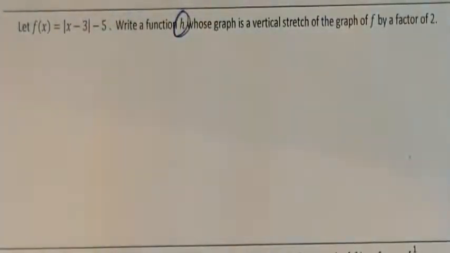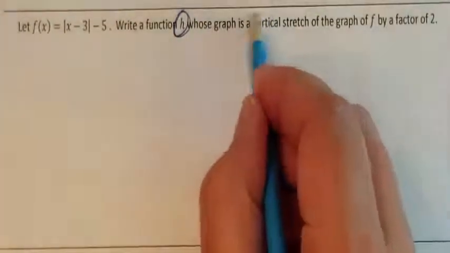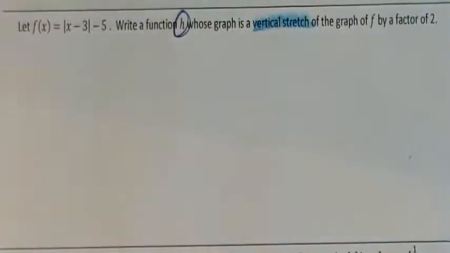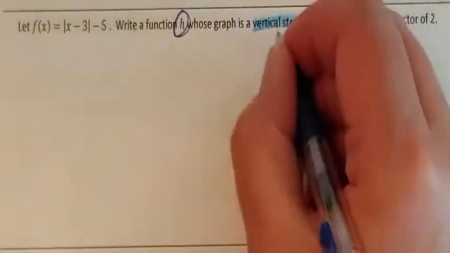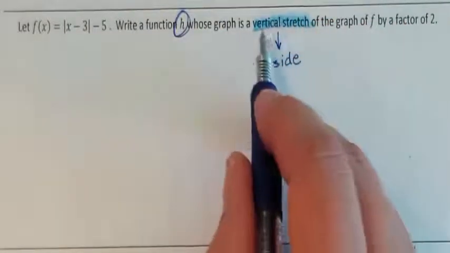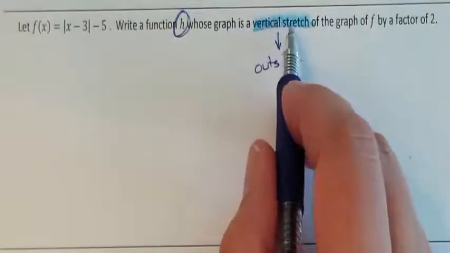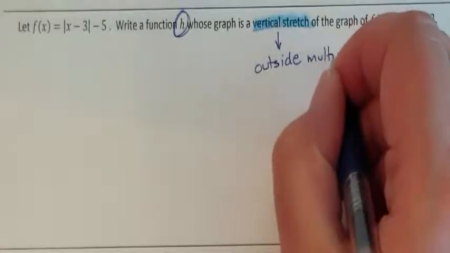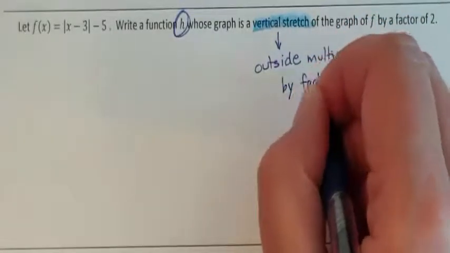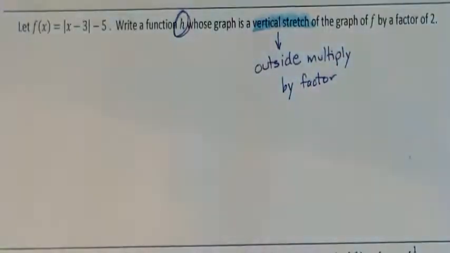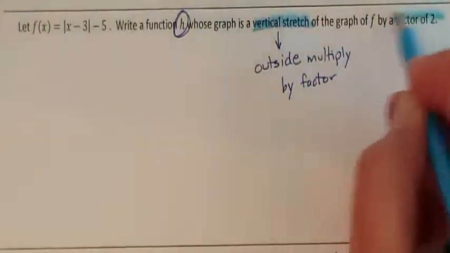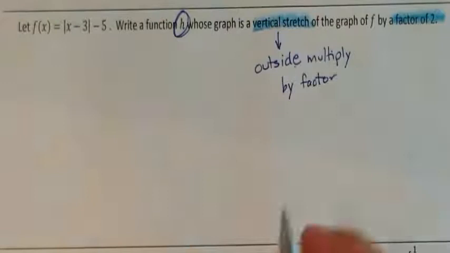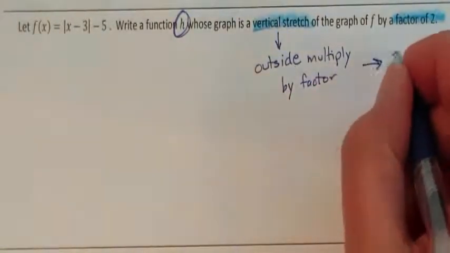So our next problem, they want us to call this guy H. So we're coming up with a new rule. His rule is going to be H. And they told us to do a vertical stretch. Now a vertical stretch is an outside move, and if it's vertical stretches, you're just multiplying by the factor that they gave you. So we're going to just multiply by the factor. And what factor did they give me? I'm looking, and it says to do it by a factor of 2, which meant that on the outside, I am going to just multiply by 2.